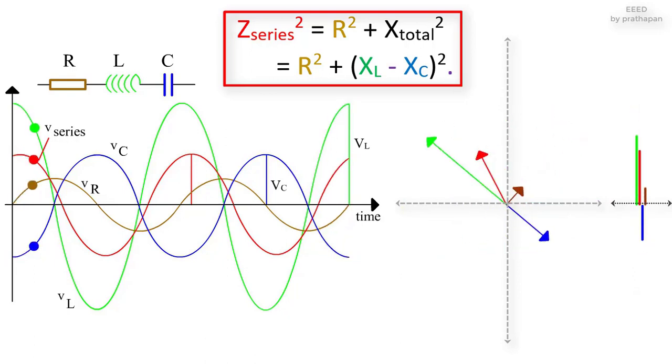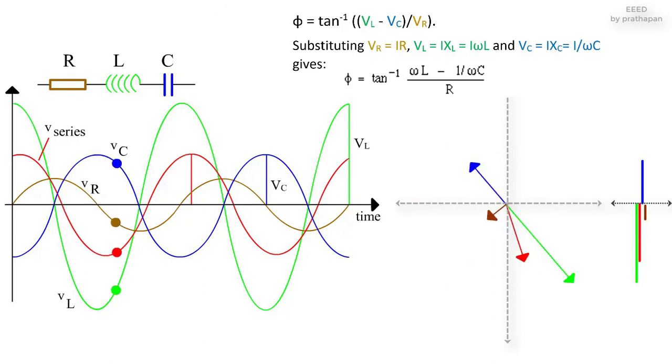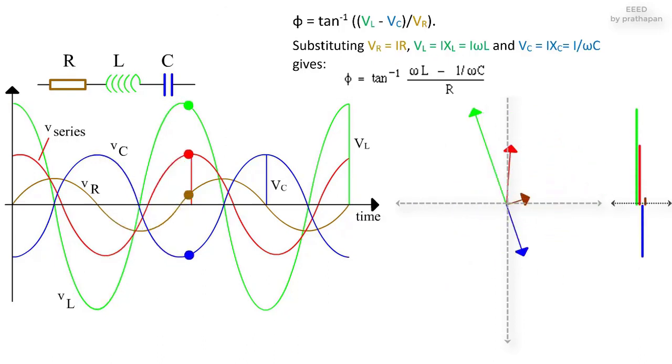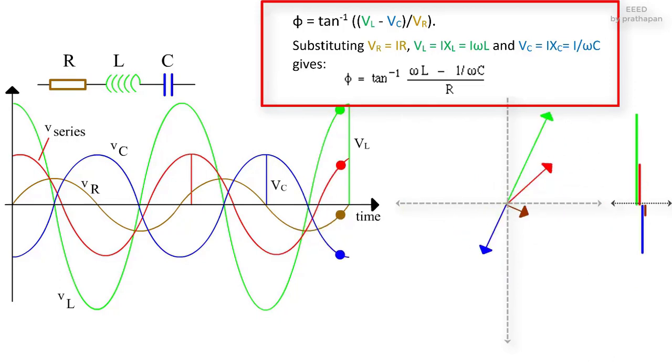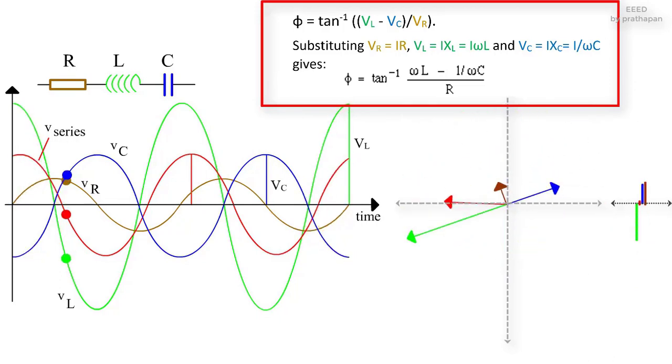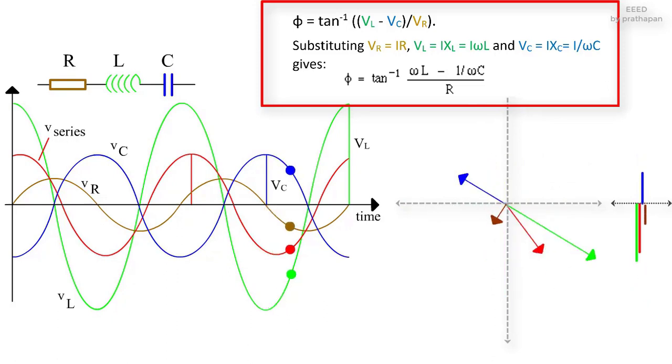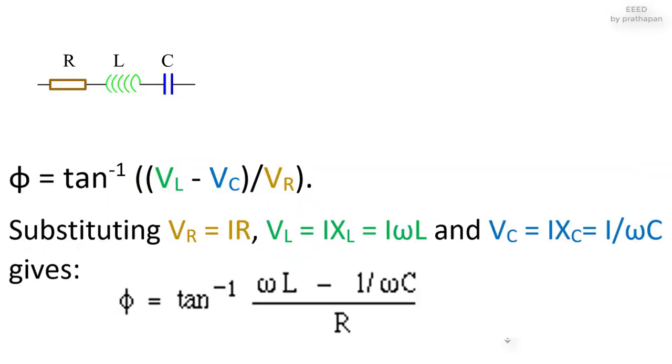Now let's look at the relative phase. The angle by which the voltage leads the current is phi equals tan inverse of (V_L minus V_C) over V_R. Substituting V_R equals IR, V_L equals I X_L equals I omega L, and V_C equals I X_C equals I over omega C gives. The dependence of Z_series and phi on the angular frequency omega is shown in the next figure.